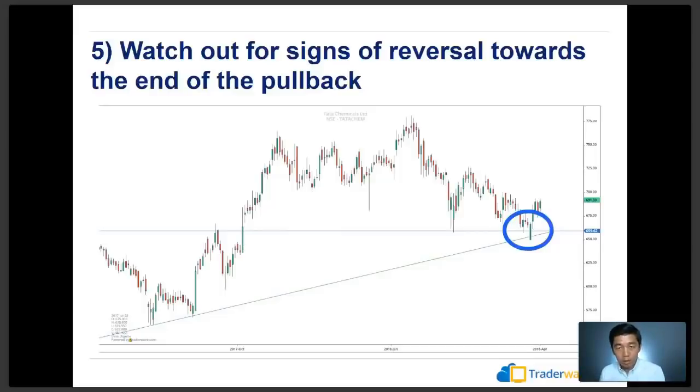So now that you see that there are signs of reversal at this key support level, okay, just one more thing before I go on to the next step.